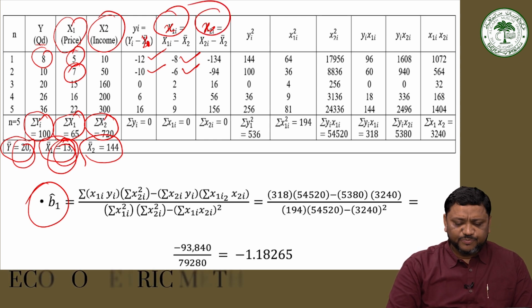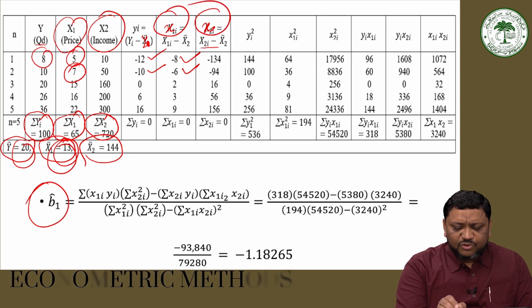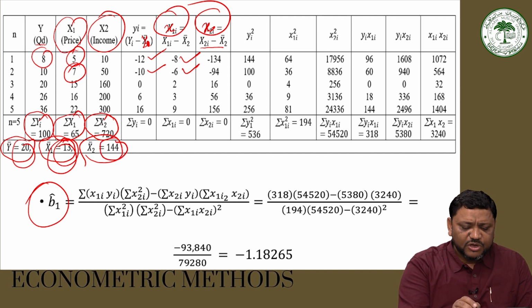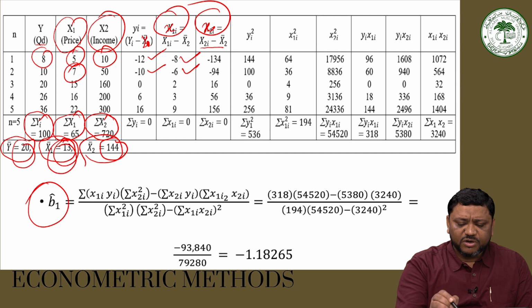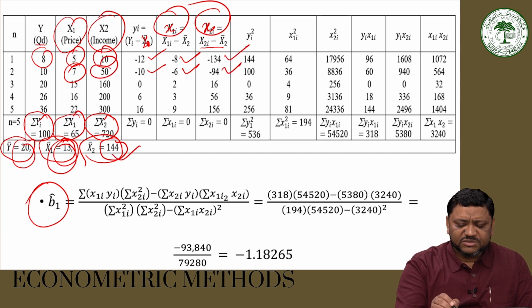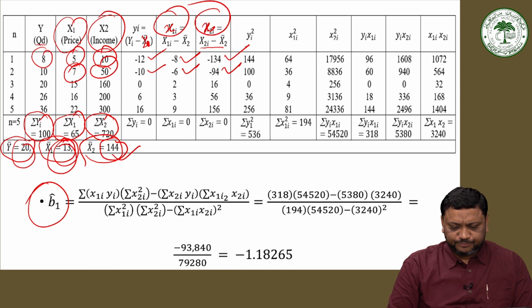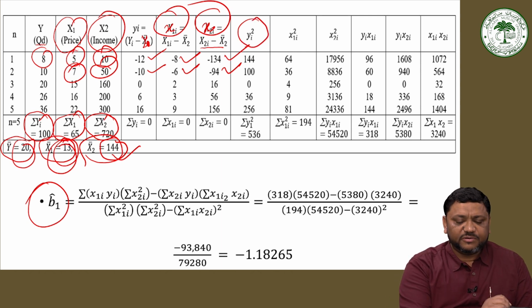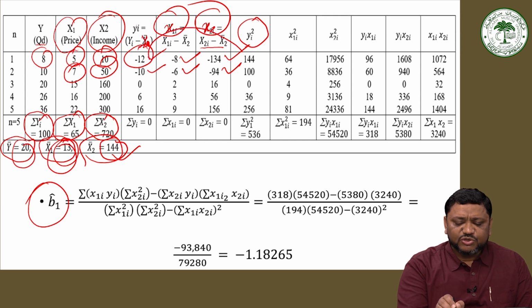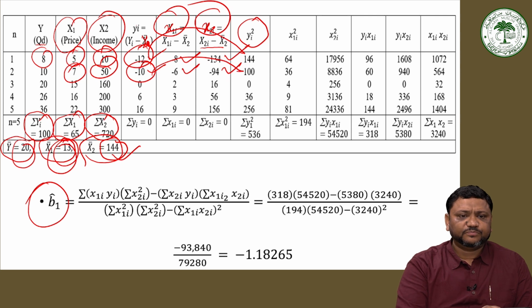Summation small x2. So we have x2i minus x2 bar. So the x2 bar is 144. So 10 minus 144, 133, 50 minus 144, minus 94, and likewise. The next thing which we are doing is y square. So minus 12 multiplied by minus 12, 144, minus 10 multiplied by minus 10, 100.